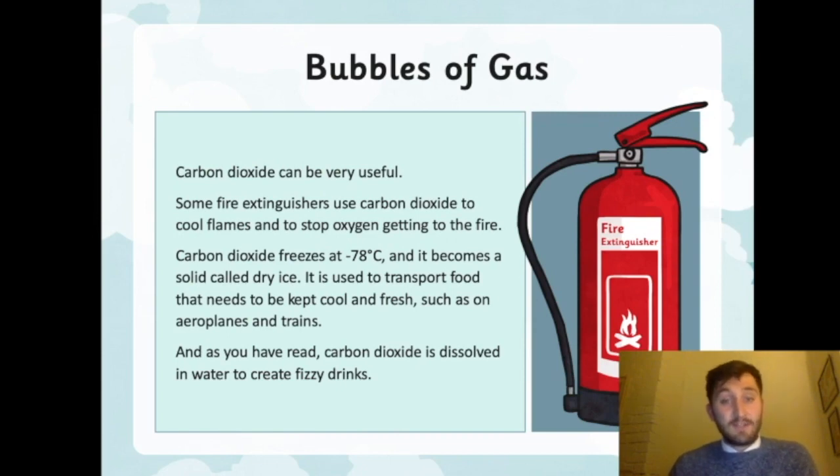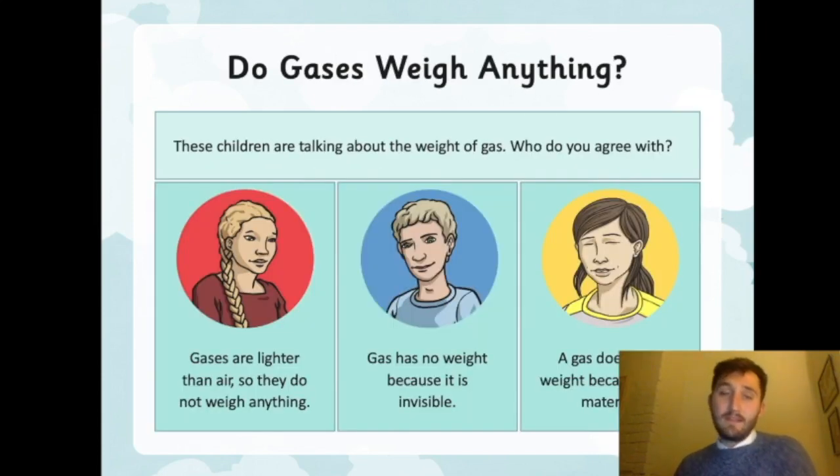Some fire extinguishers use carbon dioxide to cool flames and to stop oxygen getting into the fire. Carbon dioxide freezes at minus 78 degrees Celsius and it becomes a solid called dry ice. It is used to transport foods that need to be kept cool and fresh, such as on aeroplanes and trains, and as you have read, carbon dioxide is dissolved in water to create fizzy drinks. Very interesting. So now, do gases weigh anything?